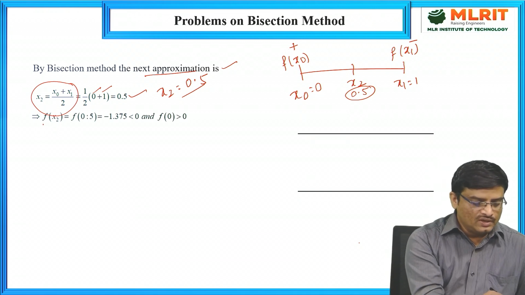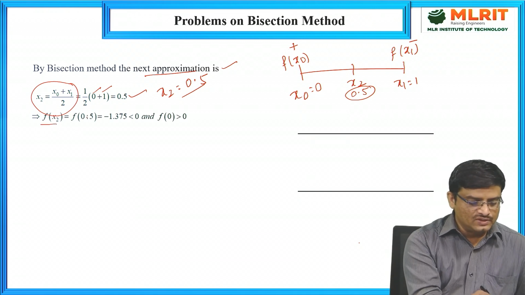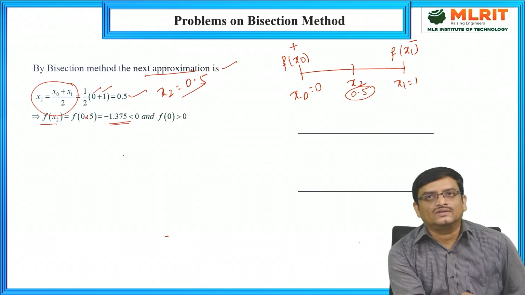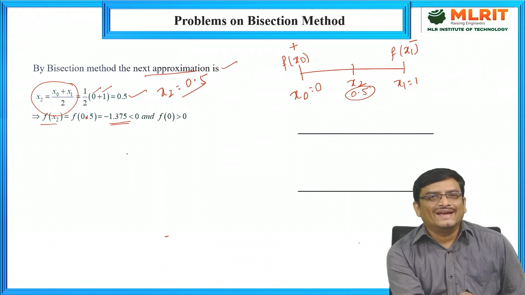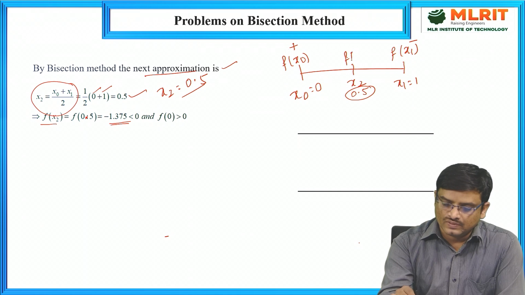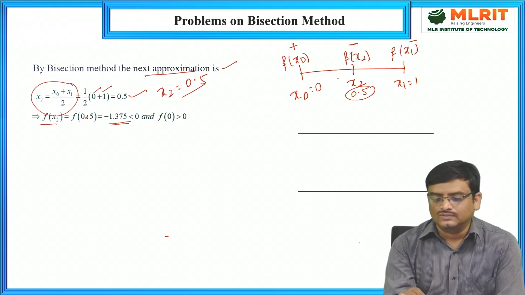So f of x2, that is f of 0.5, is equal to, we got a negative sign here. So we got a negative value, minus 1.375, which is less than 0. Now you represent this here, f of x2. So f of x2, we got a negative sign here.